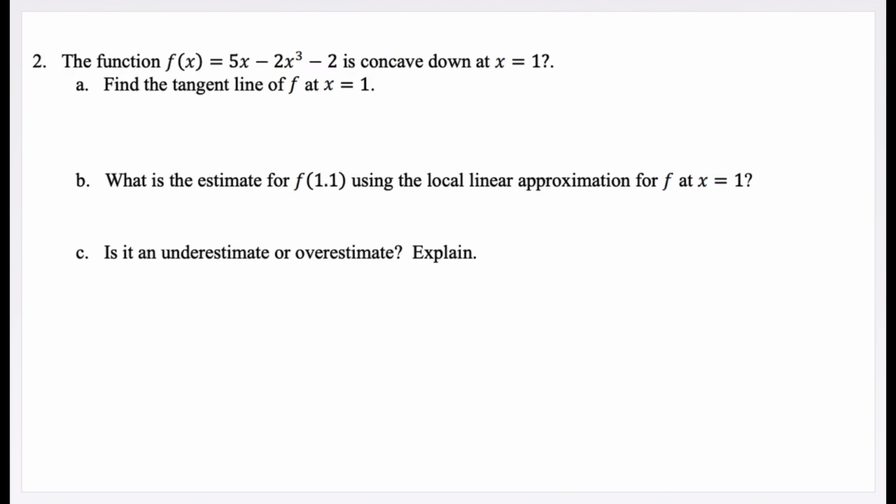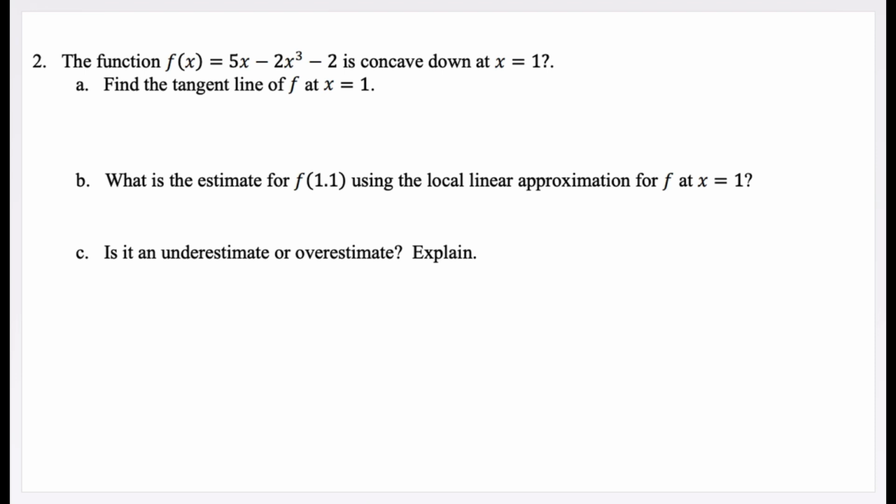All right, so now we have a function. We actually have the function this time. So the function f of x equals 5x minus 2x cubed minus 2. And it says it is concave down at x equals 1. Then we're going to find the estimate for f of 1.1 using local linear approximation for f at x equals 1. And then we're going to see is it an underestimate or an overestimate. Now, could we just find f of 1.1? Yes.